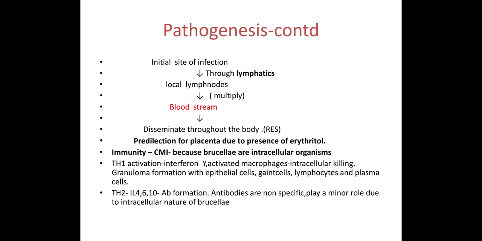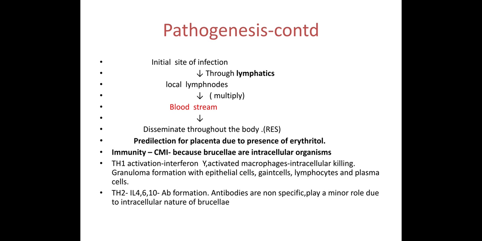As part of activation of CMI, the Th1 or T helper cells get activated. They release large amounts of interferon gamma, which in turn activates macrophages, which can cause intracellular killing of the Brucella. Due to all this, that means activation of T helper cells leading to release of interferon gamma, which in turn activates macrophages that kill the Brucella, this leads to formation of granuloma in all these reticuloendothelial organs. The granulomas contain epithelial cells, giant cells, lymphocytes and plasma cells.